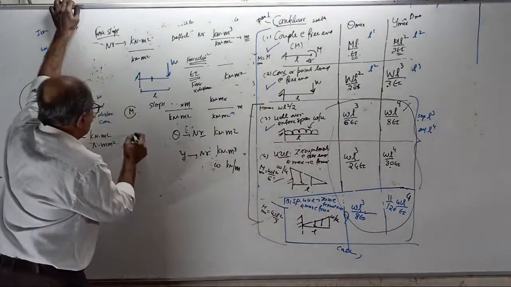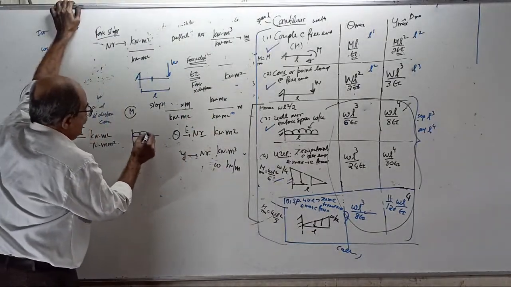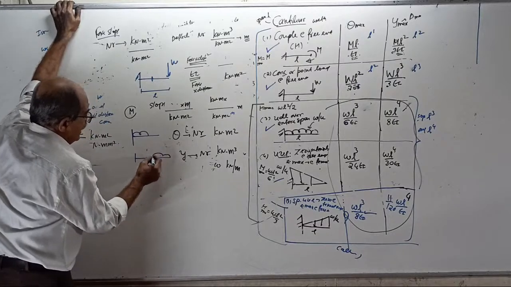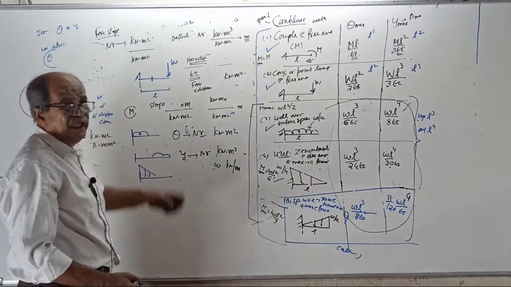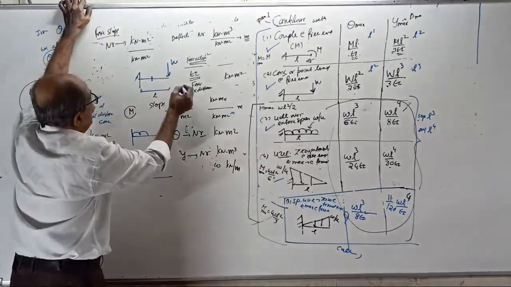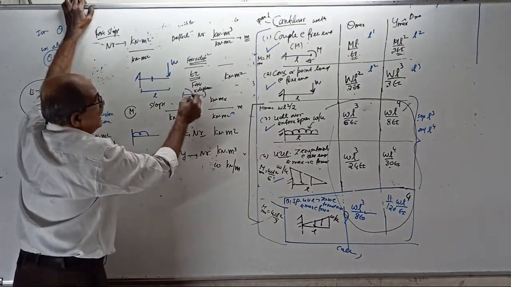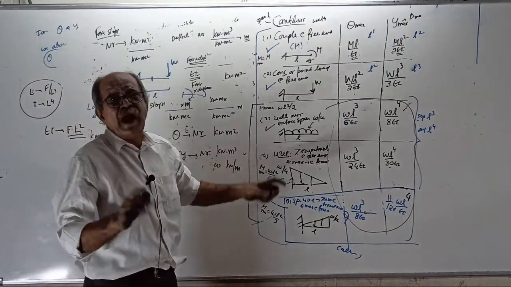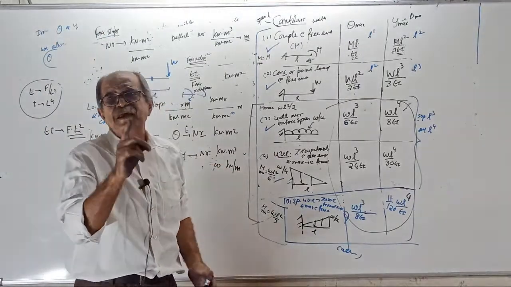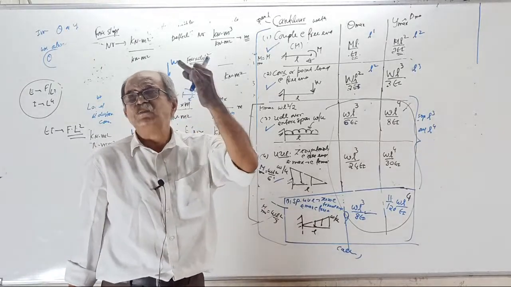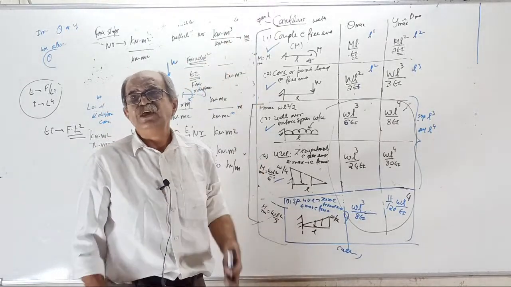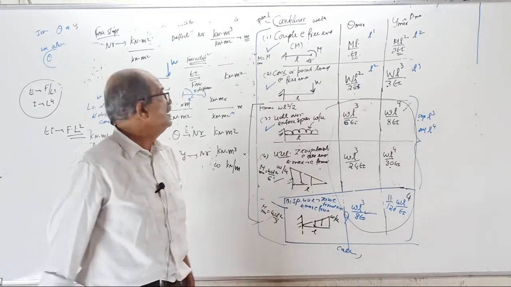Or, who knows, UDL can be only up to here. Or, UDL can be here. Or, uniformly varying load can be up to here. In the exam they give, instead of couple here, they can give couple here. Nothing to panic. Go through my class thoroughly, today's class, tomorrow's class, and most probably one more class Tuesday. You will be master in deflection.